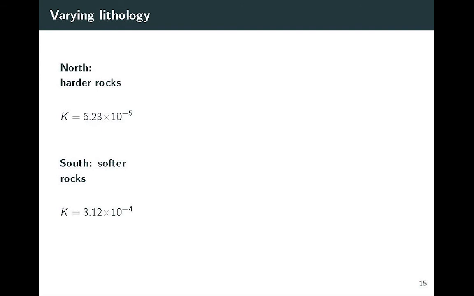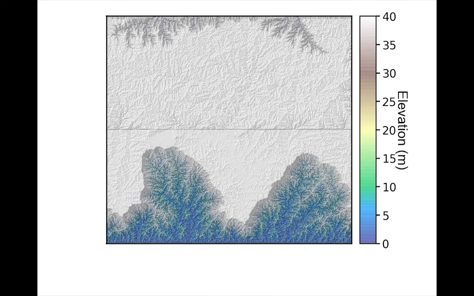Okay, so there's going to be a video here, which I'm going to jump to in a minute. But I just want to quickly go through the setup of the model. It's going to be a simple square model domain, where we have just fluvial processes, and we run it for 100,000 years. In the north part of the domain, we have harder rocks and in the south part we have softer rocks. And there's around a factor of 5 difference between the two. So let me just switch to the model.